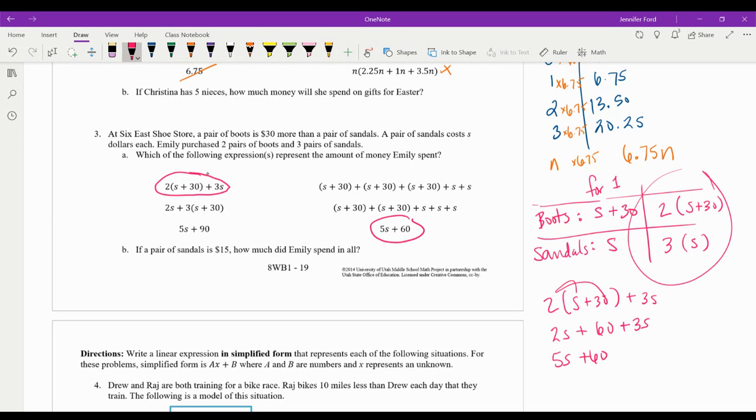So then for the rest of them, if I was trying to find expressions that represent this, I would be looking for expressions that are equivalent to 5S plus 60. 5S plus 90 is more than that. This one here, we're going to get 5S, because this is going to be 3S, but this is going to be 90, which is going to be 5S plus 90. That one's not right.